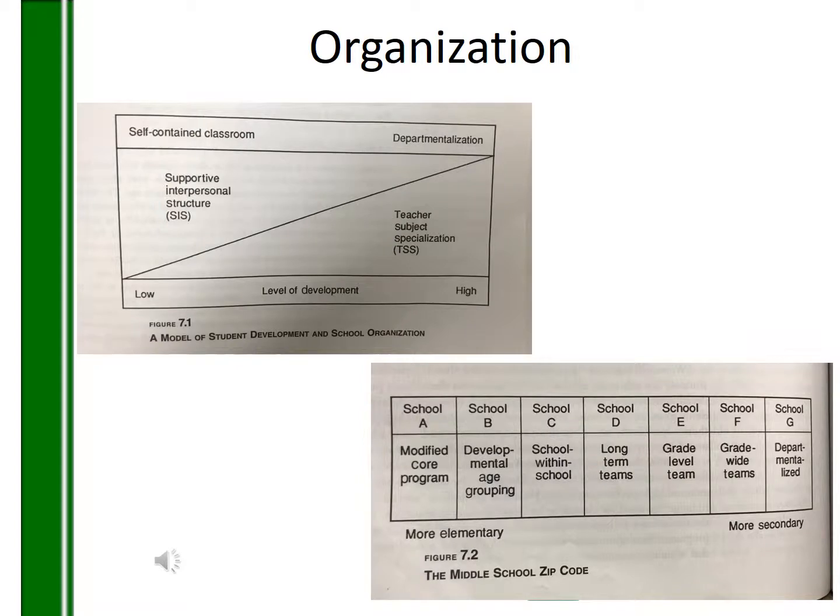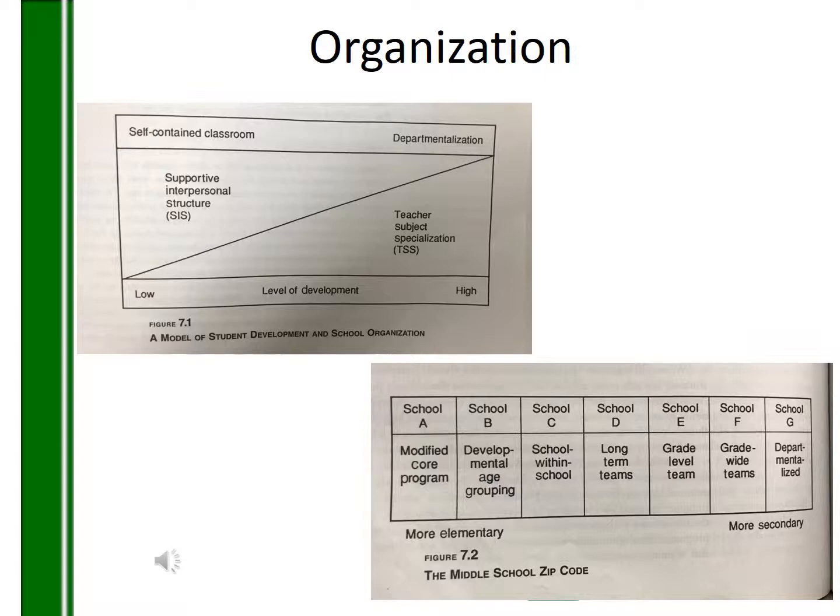On the opposite end of this trajectory is departmentalization. Departmentalization occurs in high schools, and this is best suited for high school students because they are mature, much more stable, they have targeted interests, and their academic achievement often is in line with that. It's based on teacher subject specialization. So you have your science department, your math department, your English department, and students change classes, and they are generally not with the same people throughout the course of the day, based on their interests and needs.